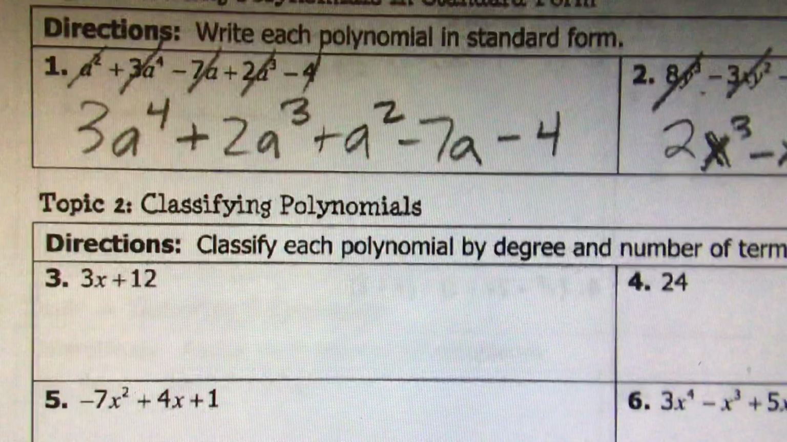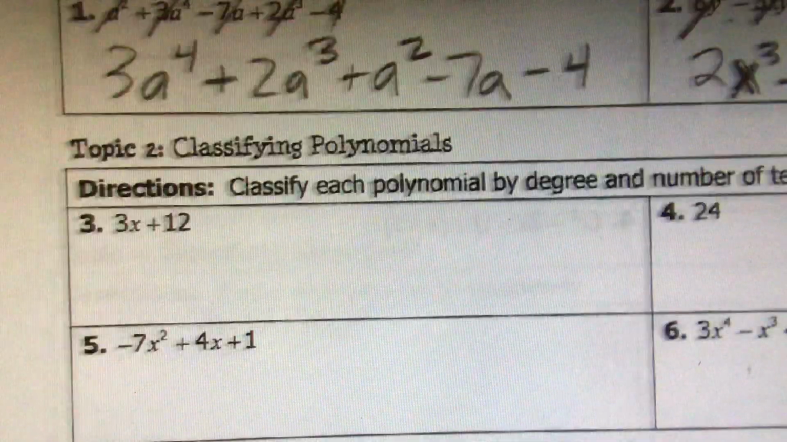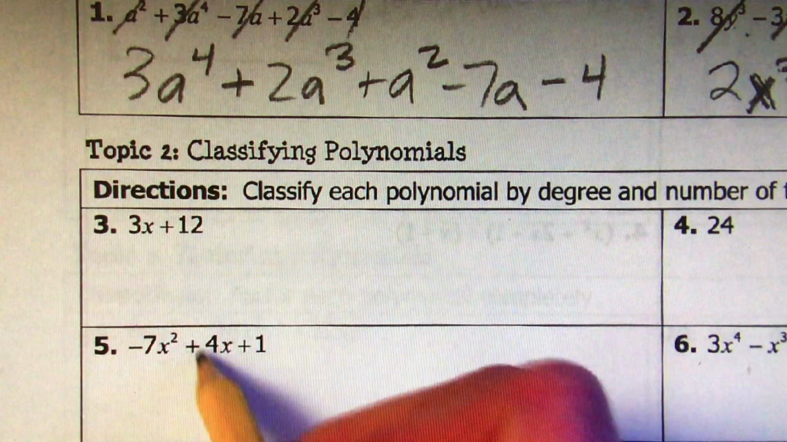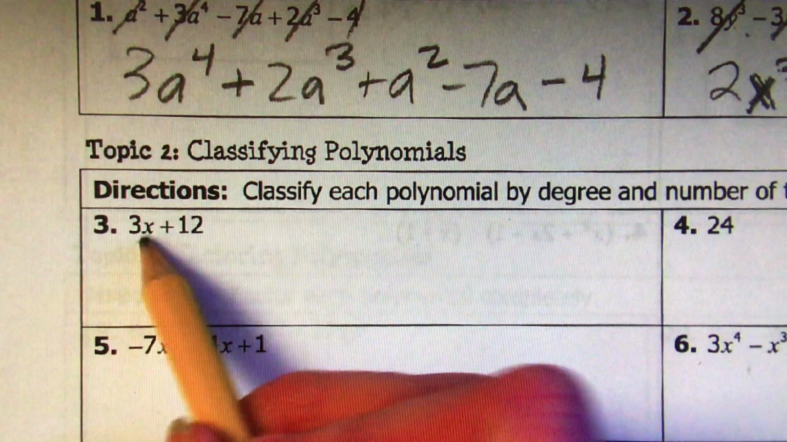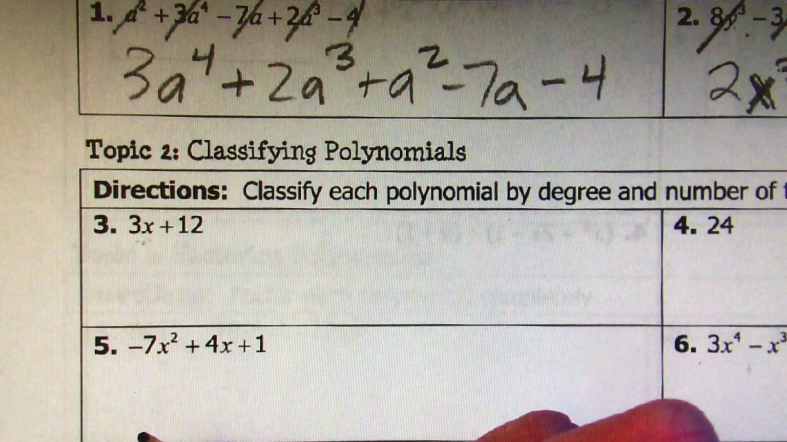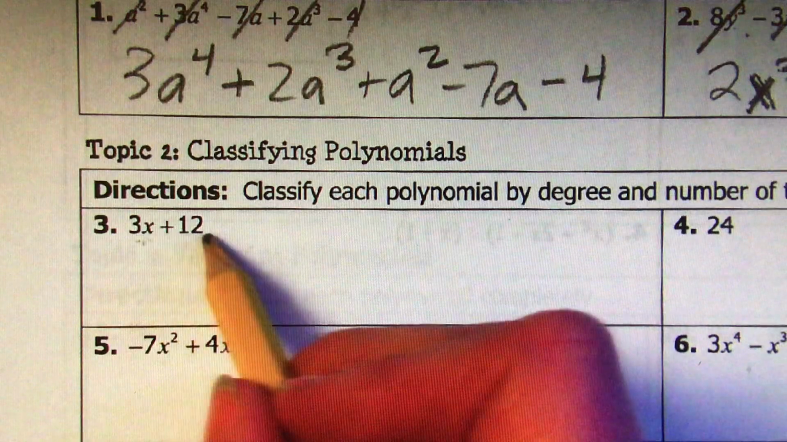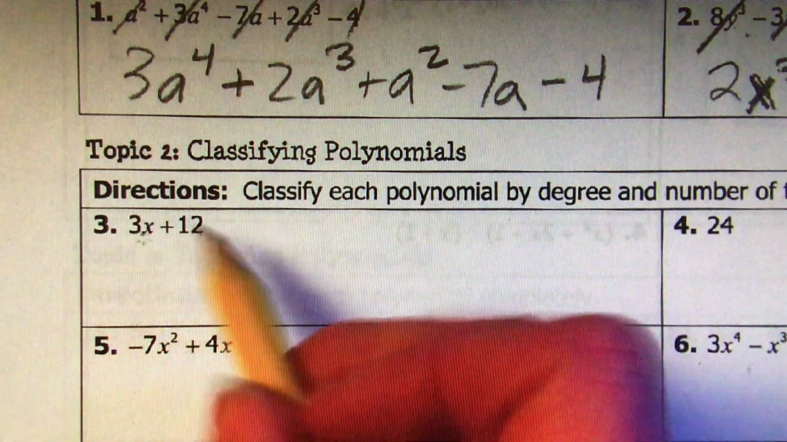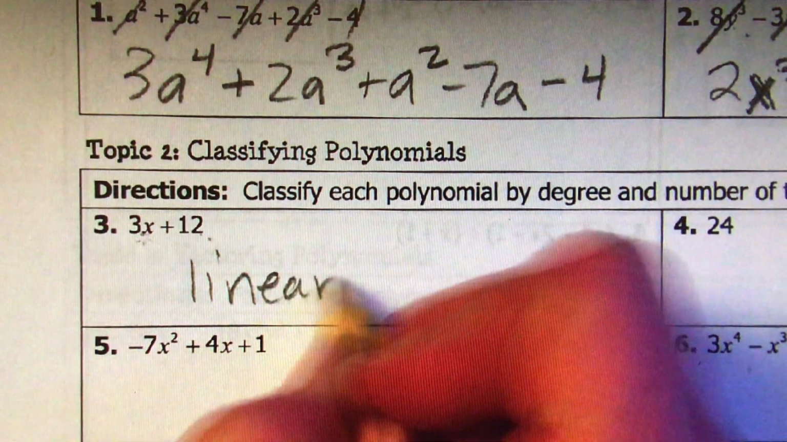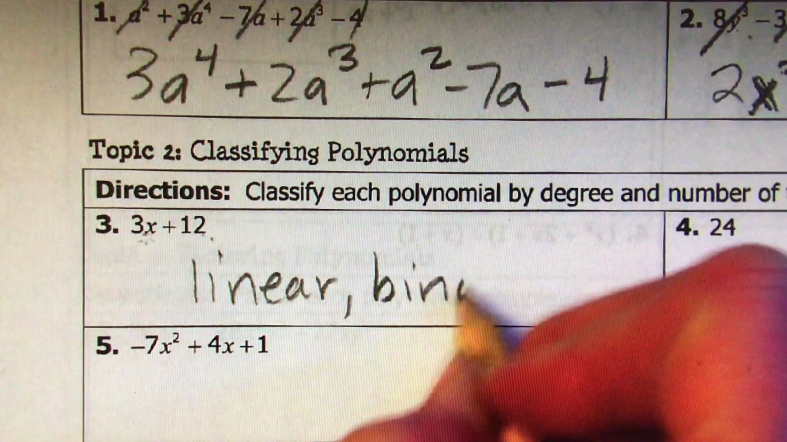The next set are classifying polynomials. You guys should be getting really good at this. Remember, if you have a variable with no exponent, it's always considered linear. Just think back to those linear equations you started with, and I have a bicycle of two wheels, so I have a binomial. So the first way I would categorize this is it's linear. The second way would be a binomial.